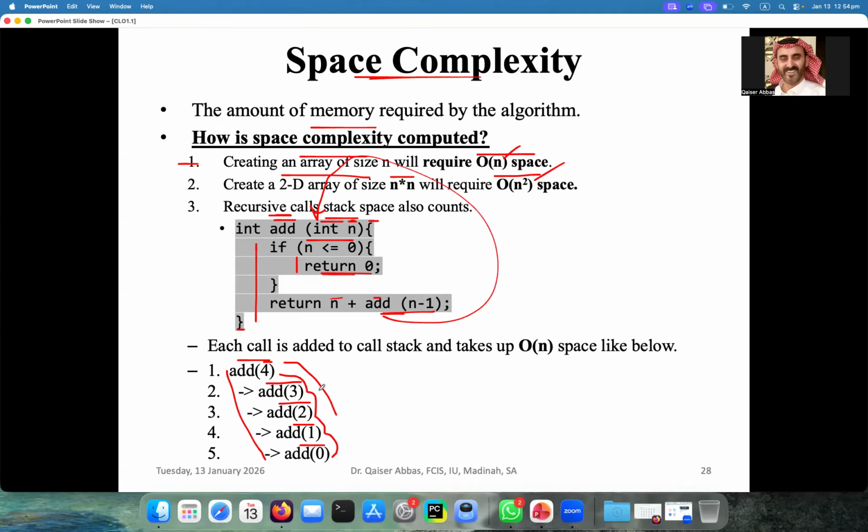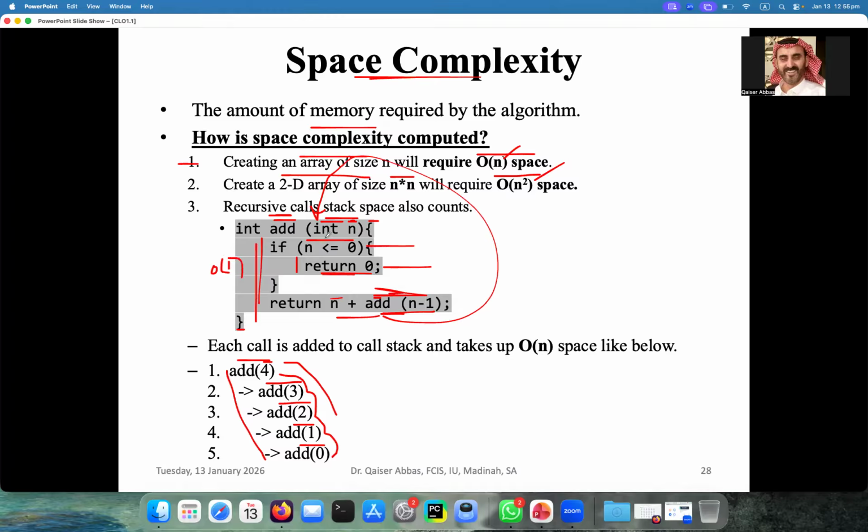And here, this comparison statement is order of 1. This return is order of 1. This is also an addition, order of 1. So the block has order of 1.